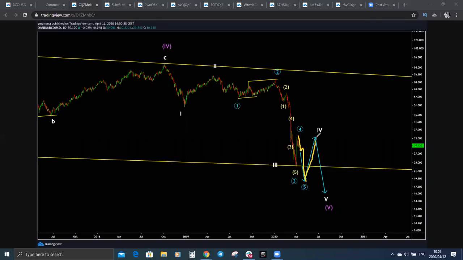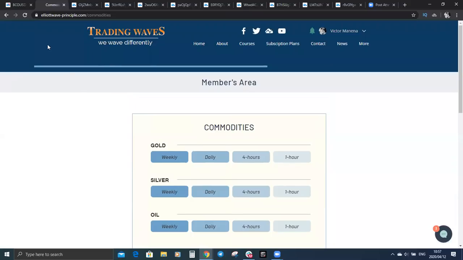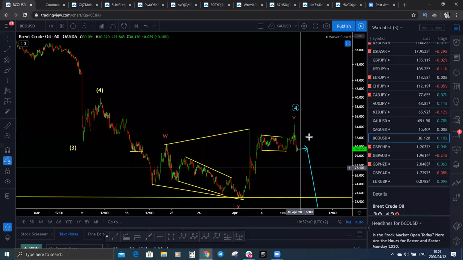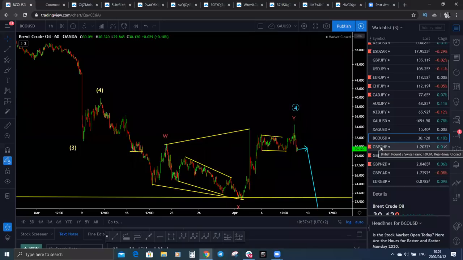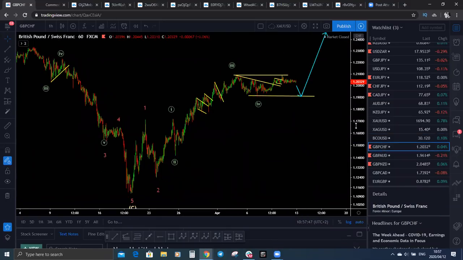We're going to have another pullback. We're going to have another last one to the downside. The rest of the structures are there. I just don't want to go into much more detail than that. So looking for downside, that is the structure on oil. Let's look at the pound pairs. So pound chief, let's start with pound chief.